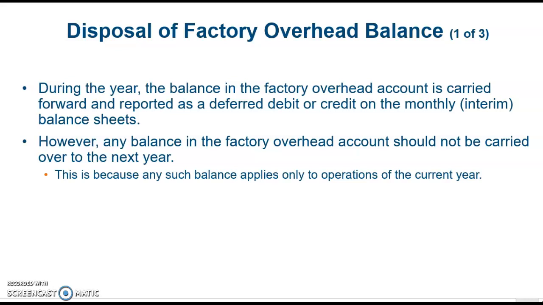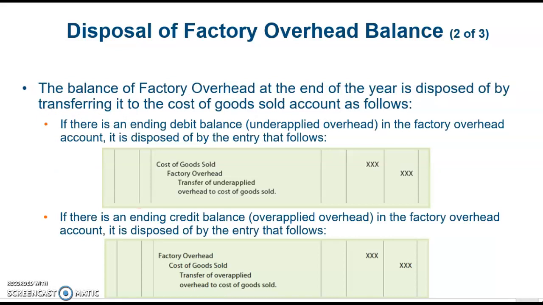But any balance in the factory overhead account should not be carried over to the next year. The reason is factory overhead balances apply only to operations of the current year. So when we close it, we're going to get rid of the balance. If it's a debit balance, to get rid of it, we're going to credit it. And if it has a credit balance, we're going to debit it to get rid of it. So how does this work?